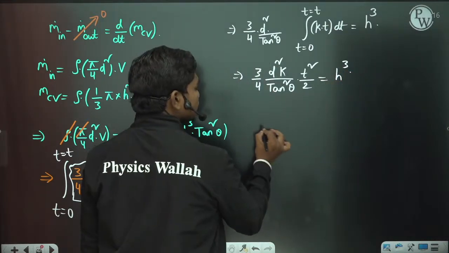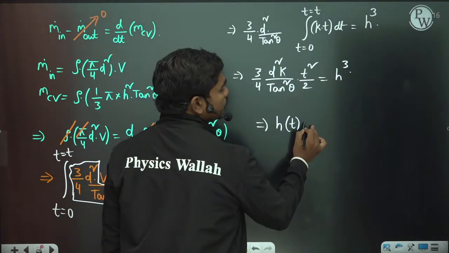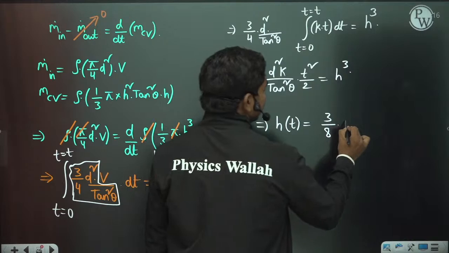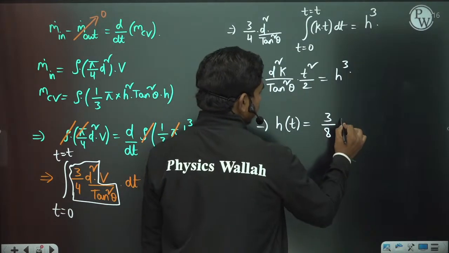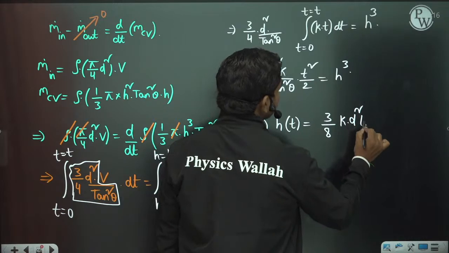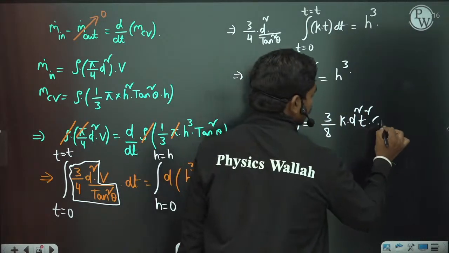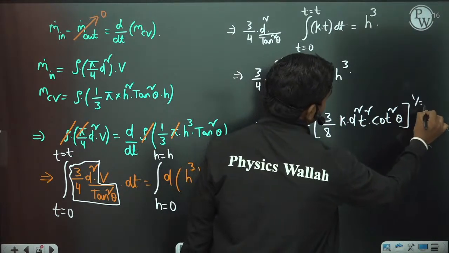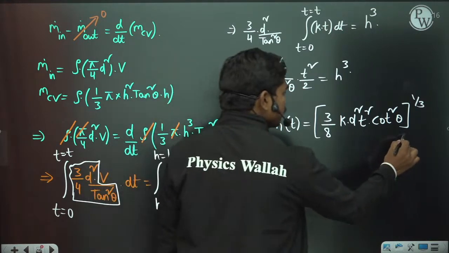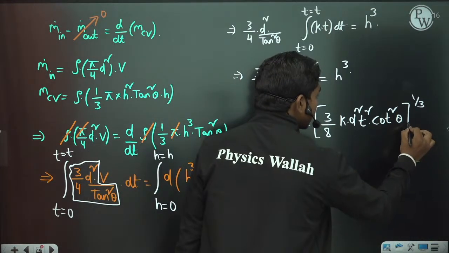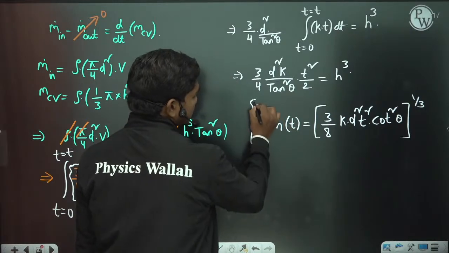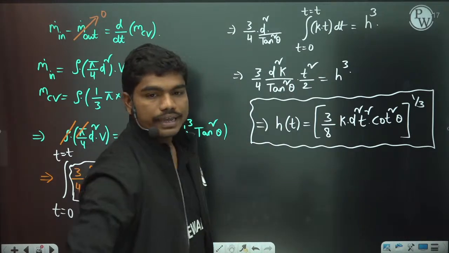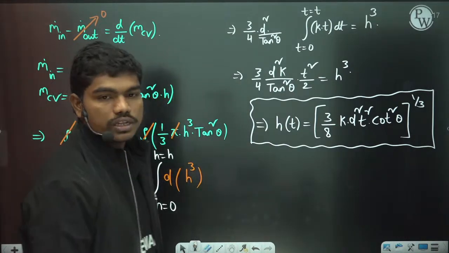So what is the expression for h from this expression? Height at any time t is given by 3 by 8, because 2 4s are 8, 3 by 8 k times of d square t square. This 1 by tan square can be written as cot square theta times this whole value whole to the power 1 by 3 is the total height at any given time in the tank. Okay, so the total height at any given time in the conical tank is given by this value, which is 3 by 8 times of k d square t square cot square theta whole to the power 1 by 3.